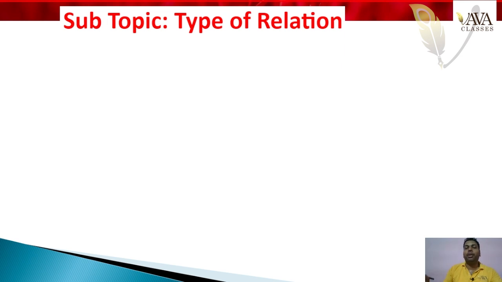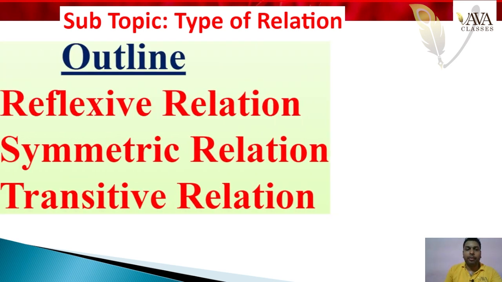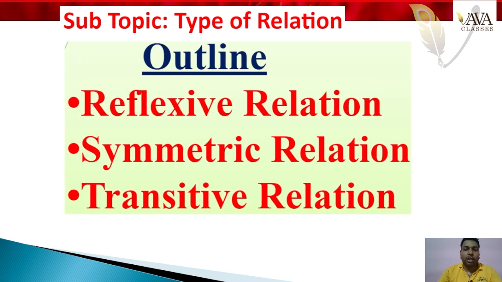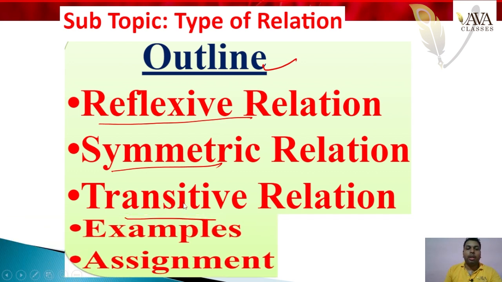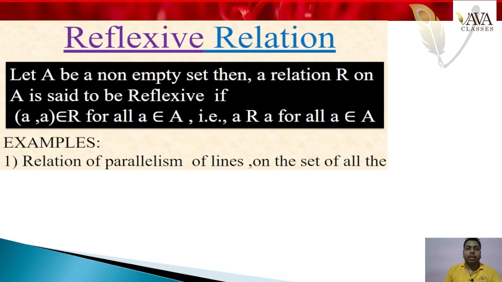Subtopic: type of relation. Now I'll discuss the subtopic, type of relation. We have already discussed our outline: reflexive relation, symmetric relation, and transitive relation. Now we'll discuss some examples and give some assignments based on this. We already discussed what a reflexive relation is.